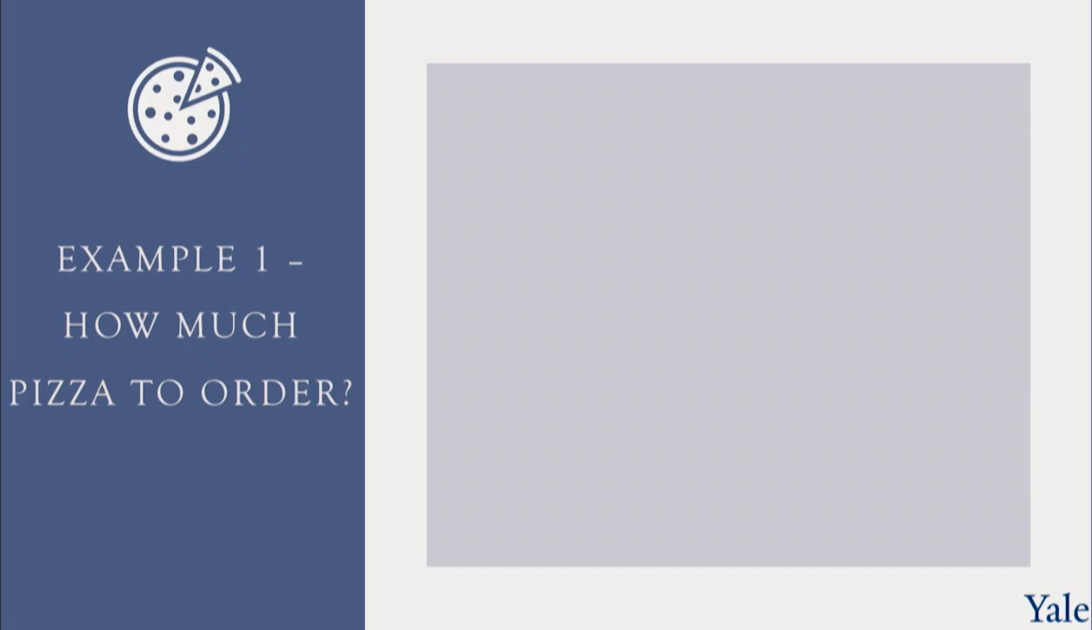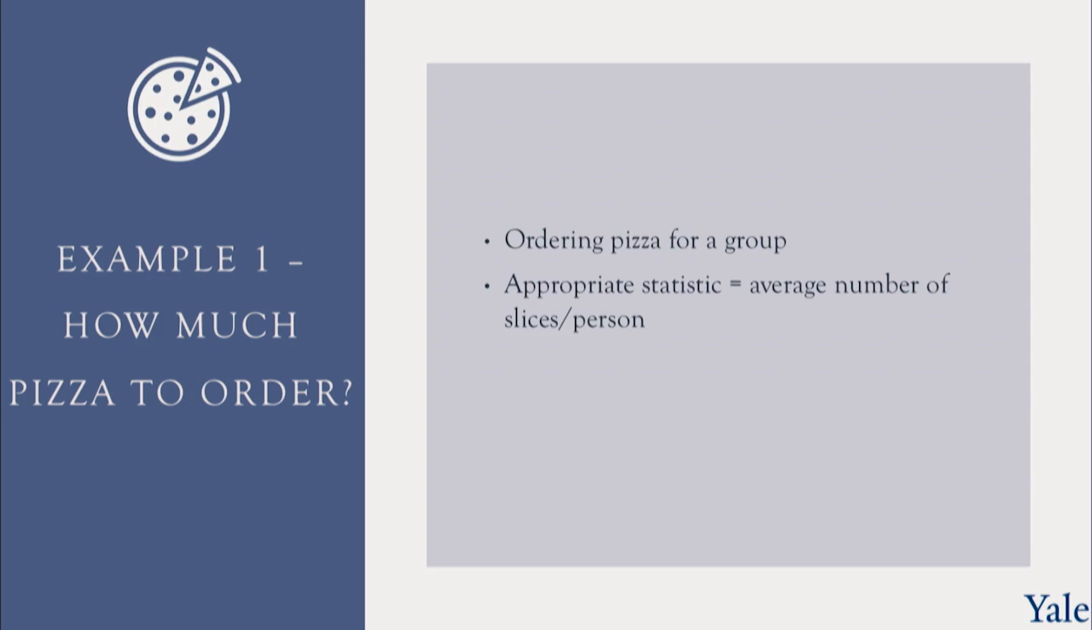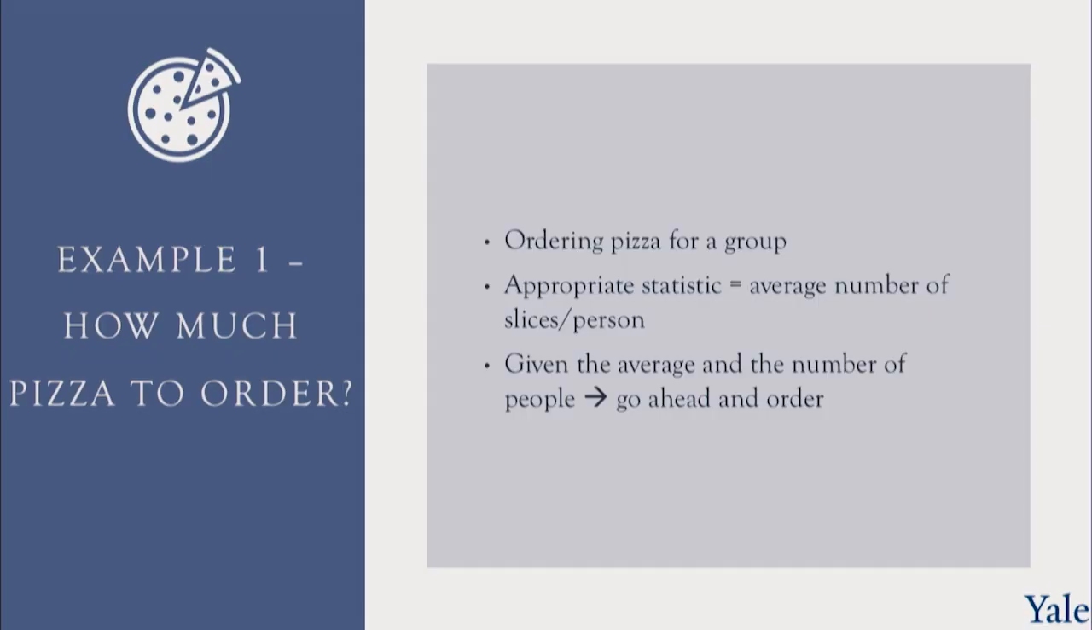Example 1, how much pizza do we want to order? We're ordering pizza for a group, and the appropriate statistic here is the average number of slices per person. Again, assume there's only one kind of pizza here. Given the average and the number of people, we multiply, we figure out how many pizzas we need, and we go ahead and order. So here's a situation where the appropriate statistic is the mean, it's the average. That's all we really need to know.